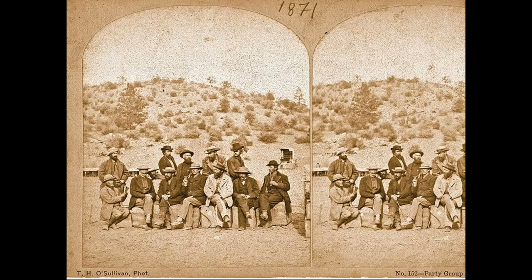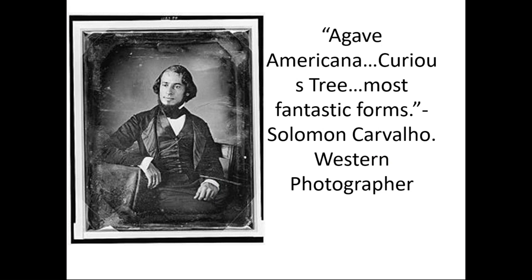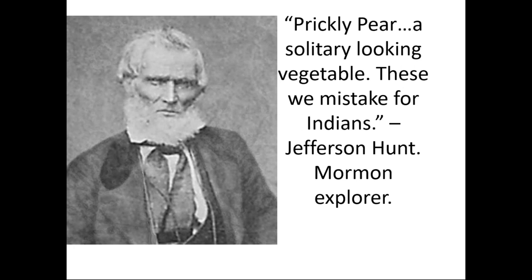Other people are going to be like George Engelman, who is somewhere in this photo, I think, as they were going on these Western explorations, trying to fill in the spaces through scientific curiosity and taking photos and all that fun stuff. But they come up with these names for the Joshua tree. The Agave Americana. Solomon Carvalho calls it this curious tree with the most fantastic forms. So you come into the West and you get that weird stuff that you're hoping for. And this wonderfully bearded man, Jefferson Hunt, or at least his expedition, would record that the prickly pear was a solitary vegetable. But what's really important here is he said we mistake him for Indian. So you get this human aspect of the Joshua trees from this very happy, just young and vibrant gentleman.